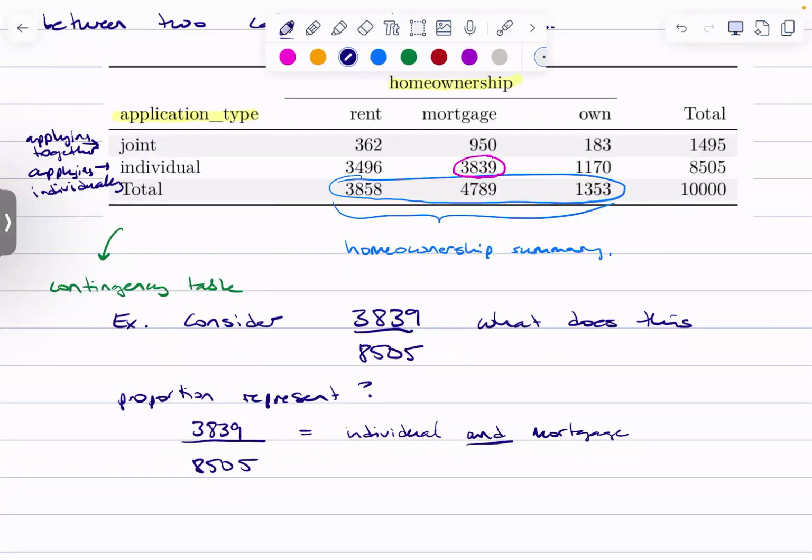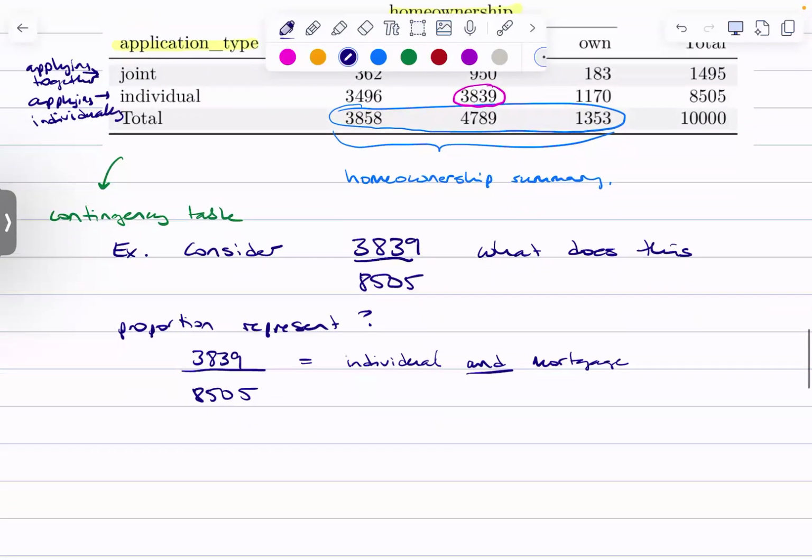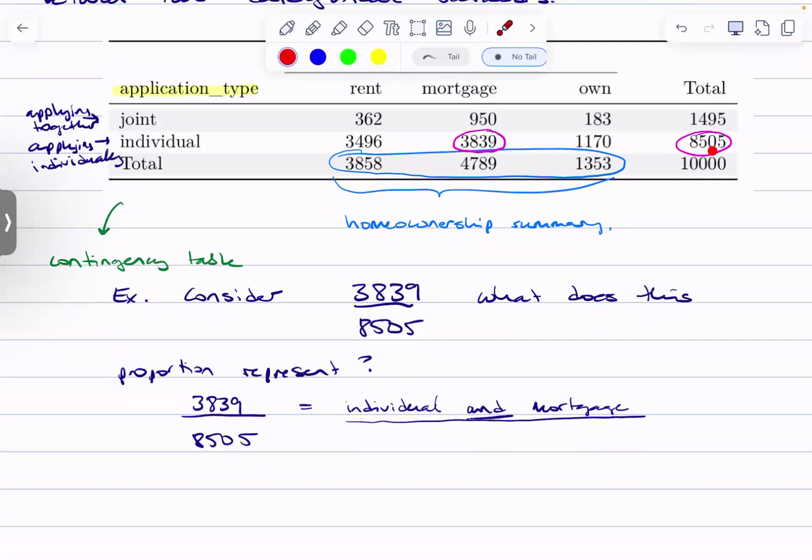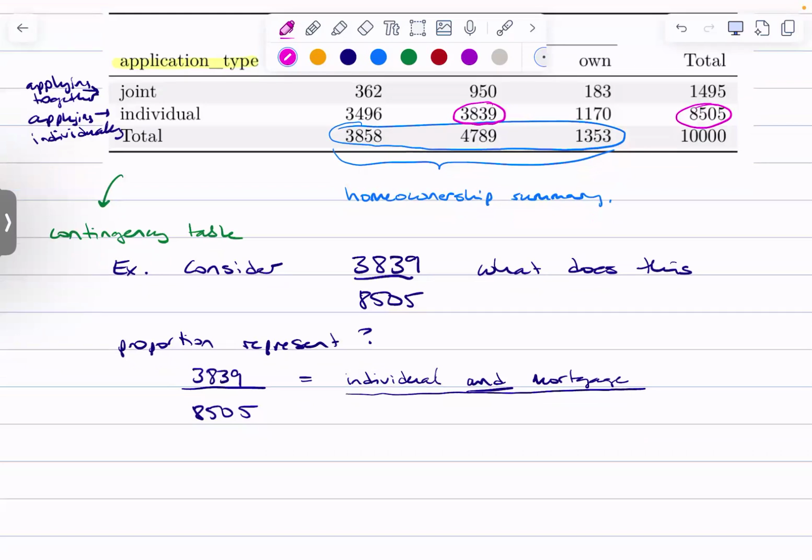I'm not using that "and" lightly, that's on purpose, right? Because it has to be both of those in order to hit that one overlap. Okay. Divided by, now this 8,505 is the total of individual applications. Question? Isn't that just Bayes' theorem? Yeah, we're not gonna get to Bayes' theorem, but yeah. Helps having taken probability before. Yeah, wait a second, I know the name of this thing. Yes.